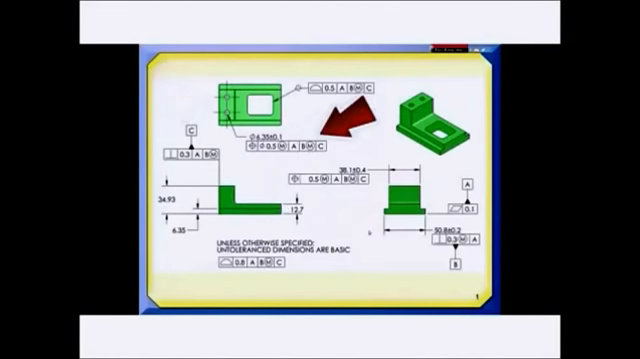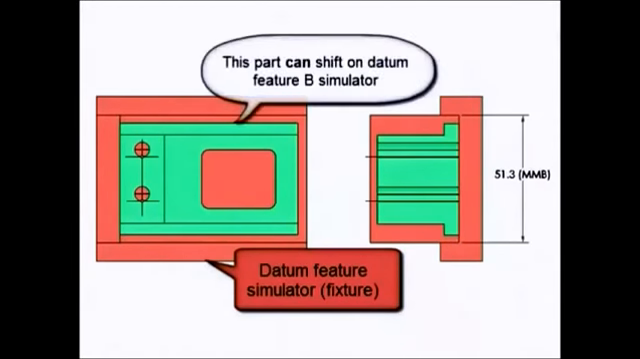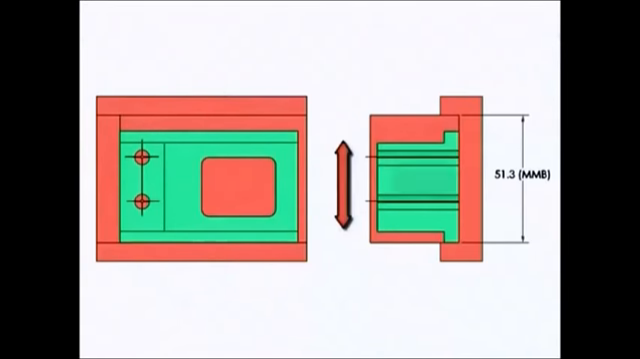On this part, datum feature B is at its largest size, and it has deviation in perpendicularity that causes it to fill the datum simulator, so there is no datum shift. This part is down near the smallest width, and it has very good perpendicularity, so we are allowed to shift the part up and down in the fixture to bring the holes into their position tolerance.